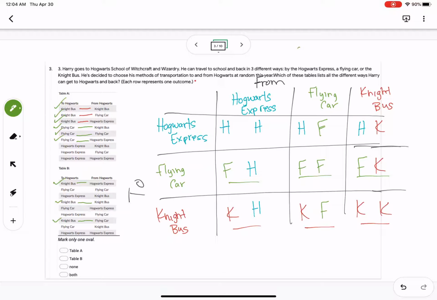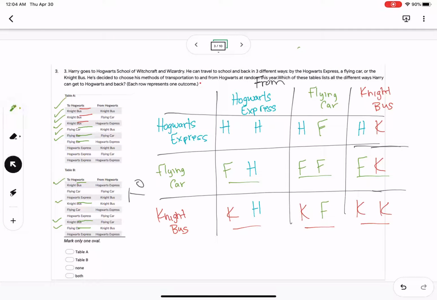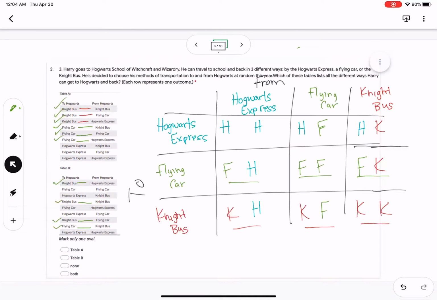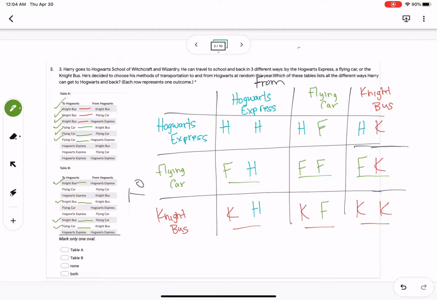Now see if table B has them. Again, table B is a little out of order, so let's just check. So flying car to Knight's bus, check. Flying car to flying car, check. And then flying car to Hogwarts Express, check.